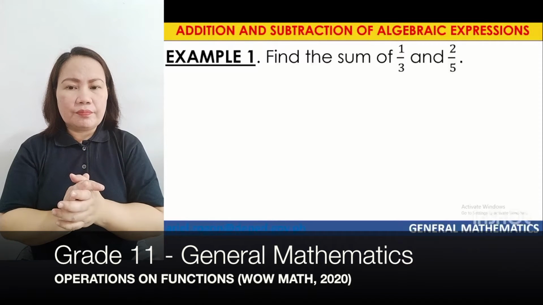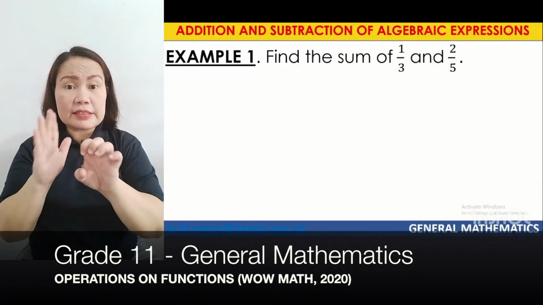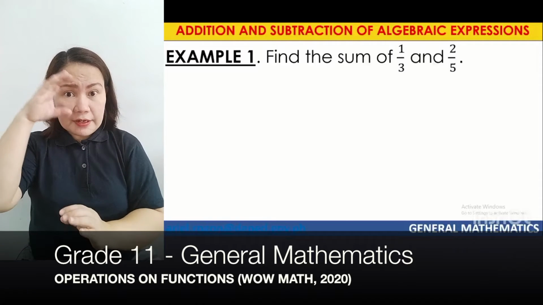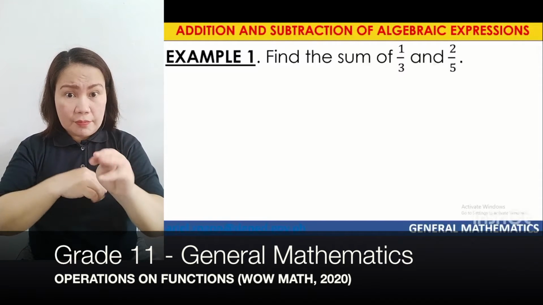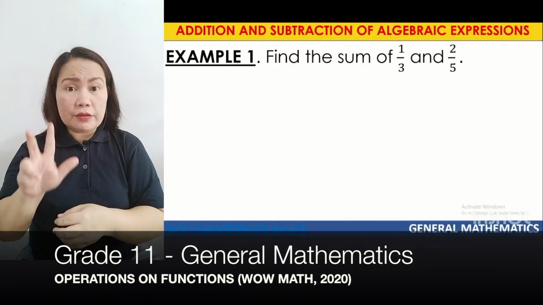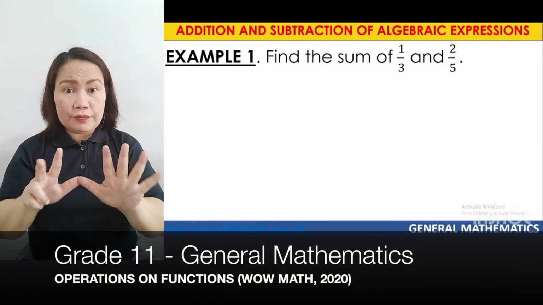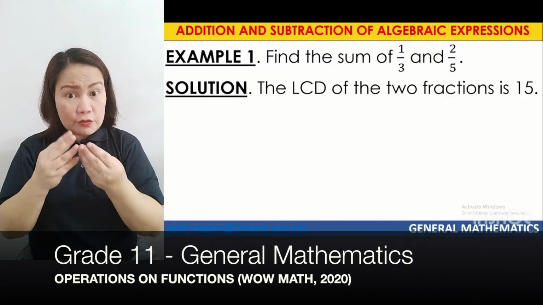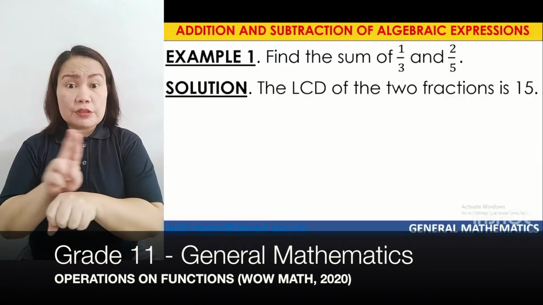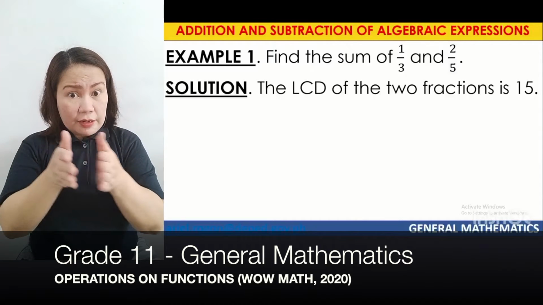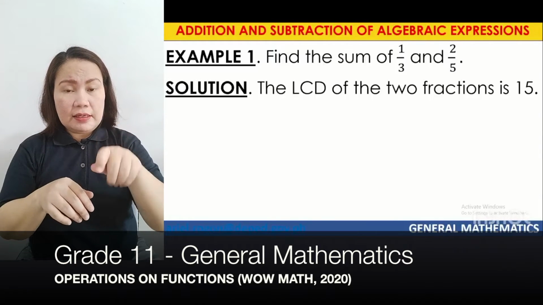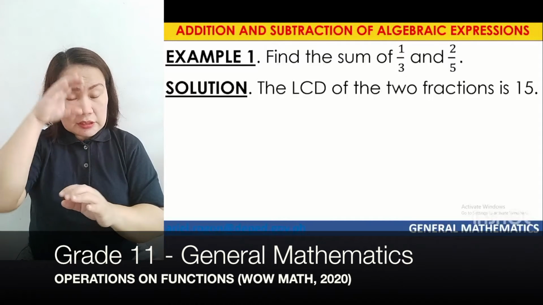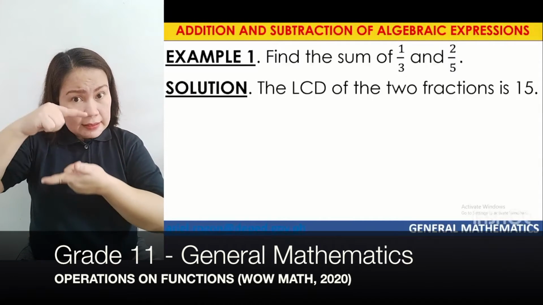First, magbibigay ako ng unang halimbawa. Find the sum of 1/3 and 2/5. So, add lang natin yung 1/3 and 2/5. Gamit kanina yung steps na binanggit. So, kukunin natin yung LCD ng 3 and 5. And then the LCD is 15.